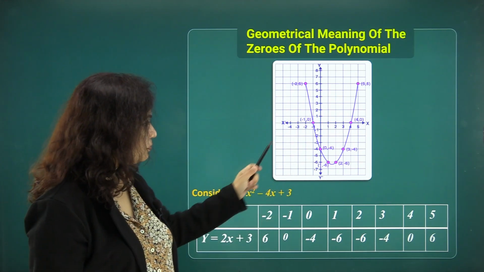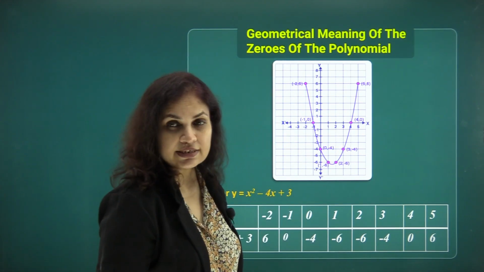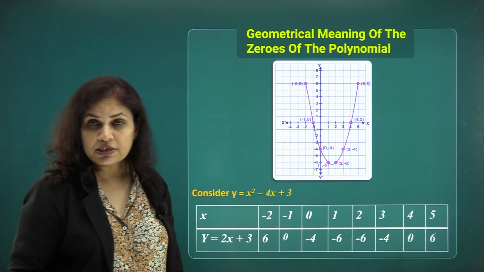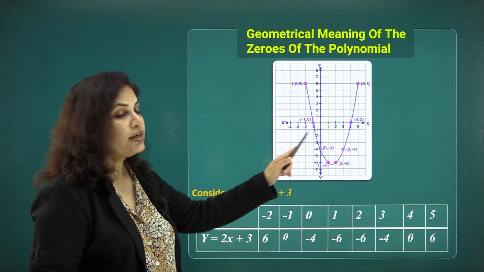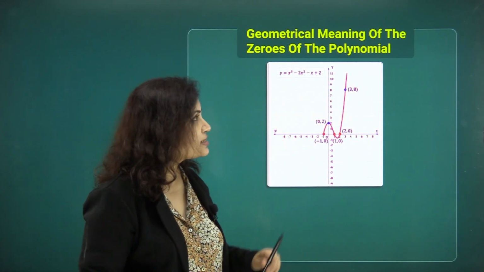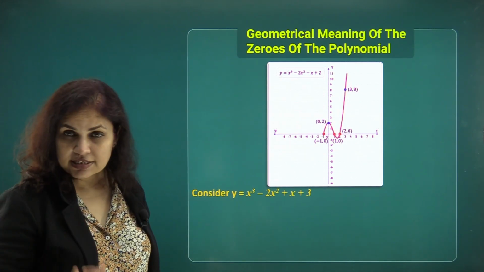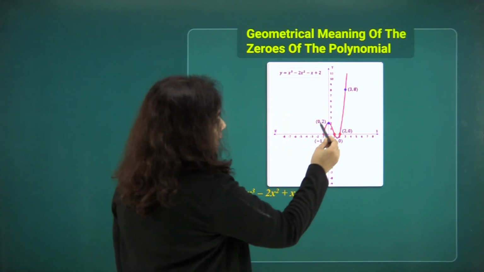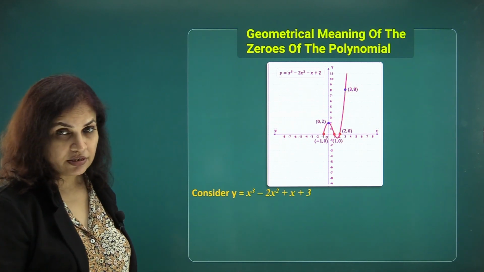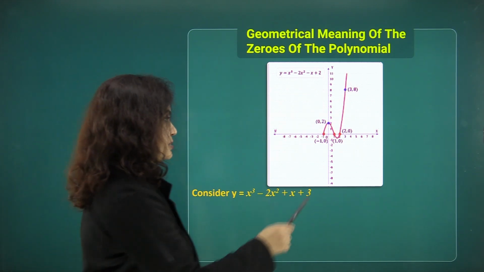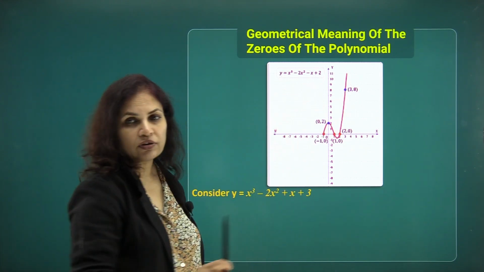Now, coming to the point of intersection, we can clearly see that the parabola intersects the x axis at 2 points, two distinct points, which means that there are two zeros of the polynomial which are distinct and real. Looking at this polynomial, this is a cubic polynomial, and since it is a cubic polynomial, I can see that the graph intersects the x axis at 3 points. I am talking about x axis, not y axis. This point will not be considered because it is not lying on the x axis.